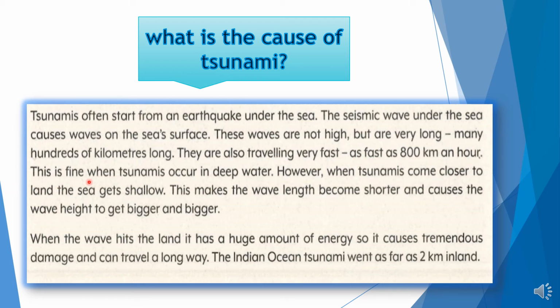This is fine when tsunamis occur in deep water. However, when tsunamis come closer to the land, the sea gets shallow. This makes the wavelength become shorter and causes the wave height to get bigger and bigger. When the wave hits the land, it has a huge amount of energy, so it causes tremendous damage and can travel a long way. The Indian Ocean tsunami went as far as 2 kilometers inland.